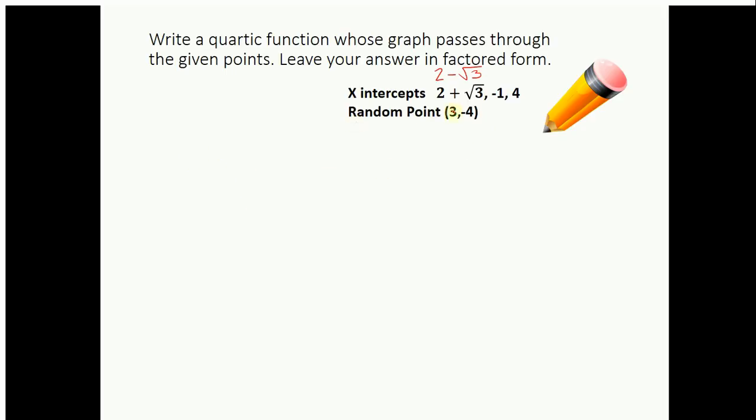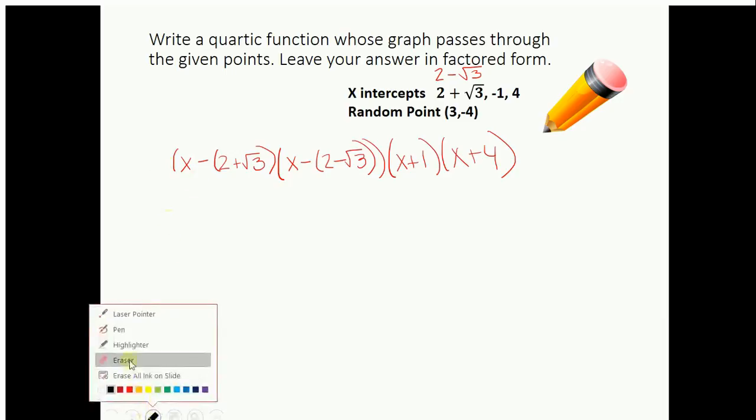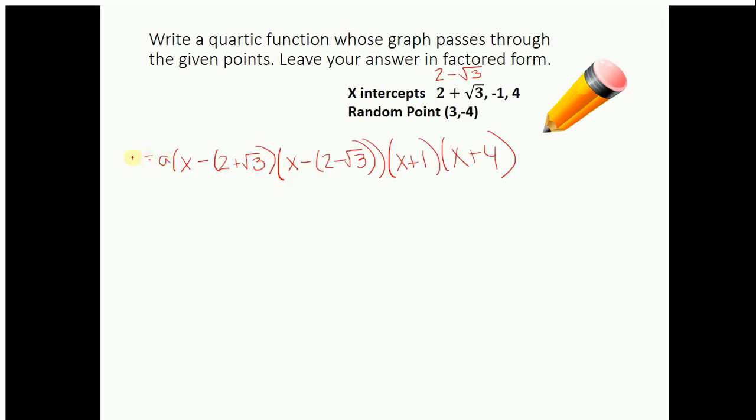So what I'm going to do first is write out our x-intercepts, so that would be x minus 2 plus the square root of 3, like that. And then I'm going to have x minus 2 minus the square root of 3, like that. And then it looks like we have x plus 1, x minus 4. And we still have that a right here, and y right there, right?